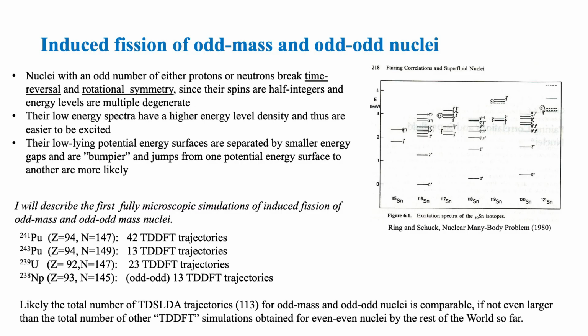Another thing which we did relatively recently, we did induced fission of odd mass and odd nuclei. And we have so far something like 113 trajectories. We did plutonium-241, plutonium-233, uranium-239, and neptunium-238, which are the compound nuclei.